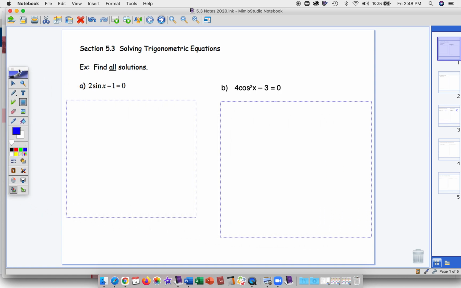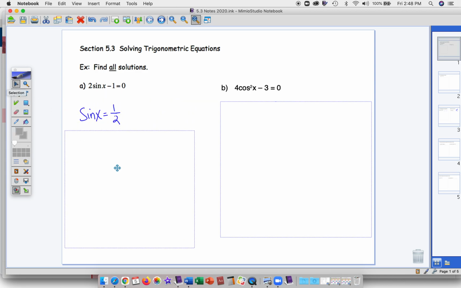Okay, so when you're solving a trig equation, your steps are similar to what you do in any algebraic equation, where you want to isolate, instead of x, the sine of x in this case. So we're going to add 1 to the other side, divide by 2. So the sine of x is equal to 1/2. Your next step is to think about the quadrants where the sine is positive. Sine is positive in quadrants 1 and 2.